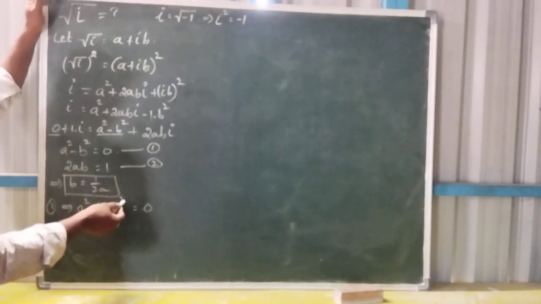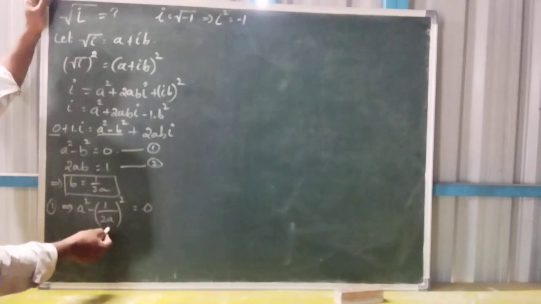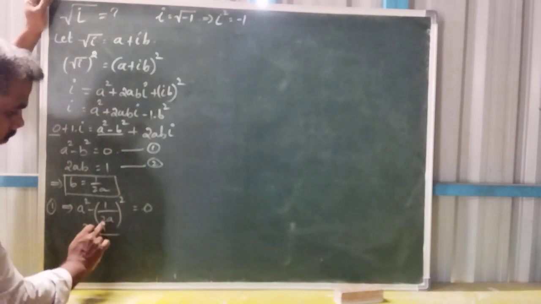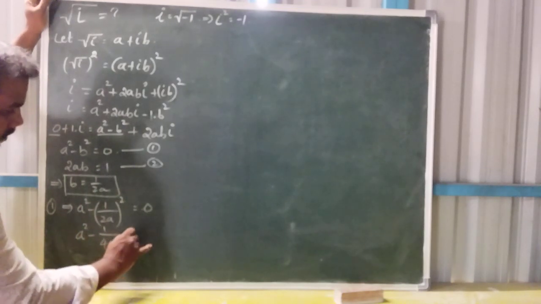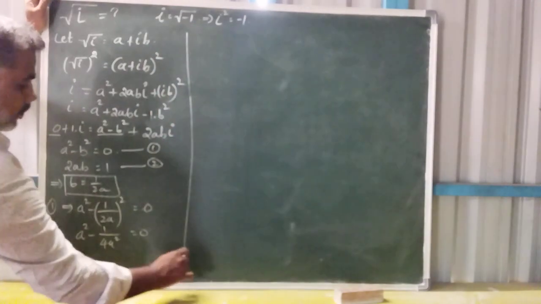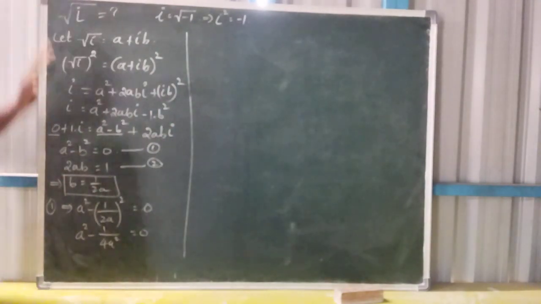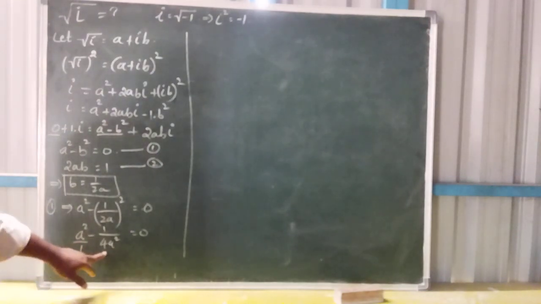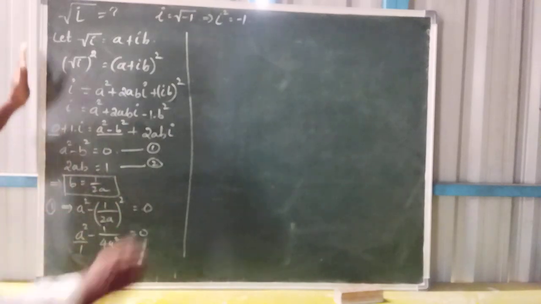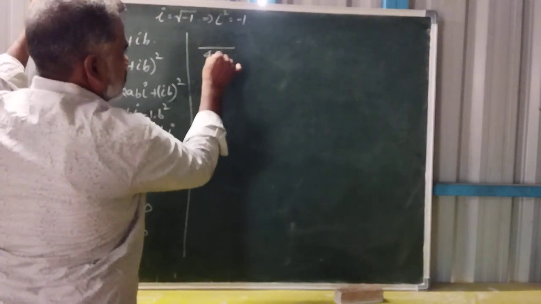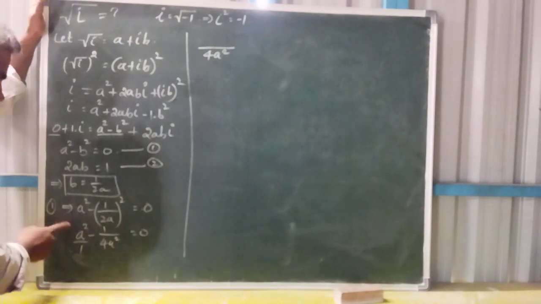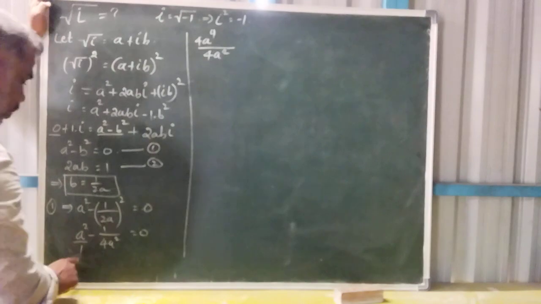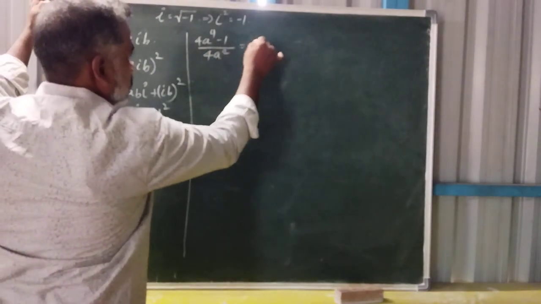Good. Now just square both the numerator and denominator. So what do you get? a square minus 1 square is 1 divided by 2a the whole square, which is nothing but 4a square, equal to 0. Now you take the LCM. What is the LCM? 4a square is the LCM, the denominator is 1. Therefore here the denominator is 1, here 4a square, therefore the LCM is 4a square. When you are doing the cross multiplication, 4a square into a square is 4a power 4, and here 1 into 1 is 1, therefore minus 1 is equal to 0.